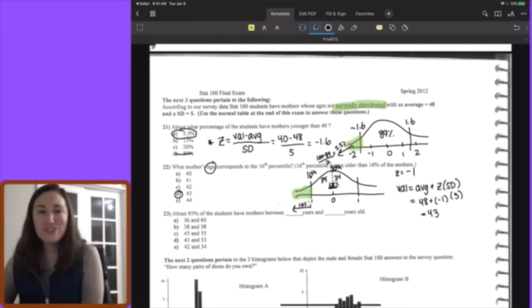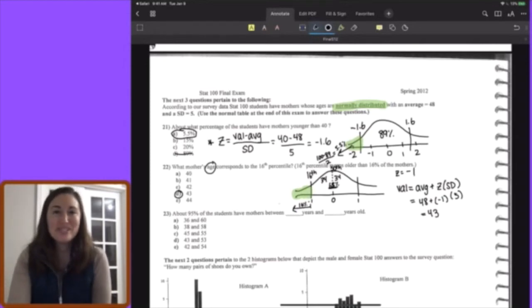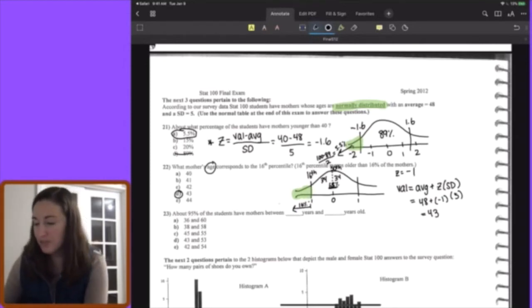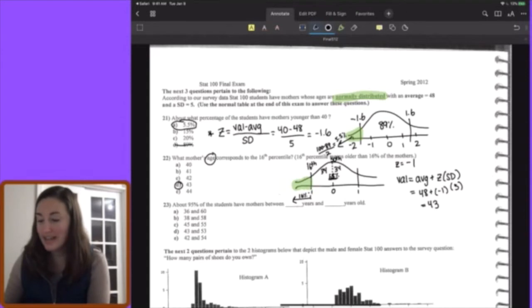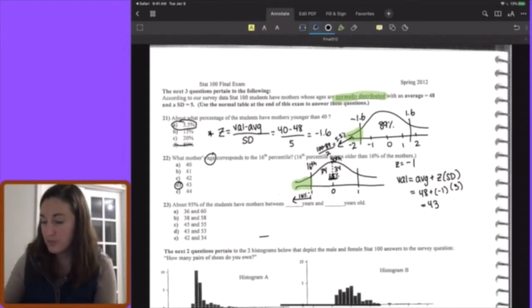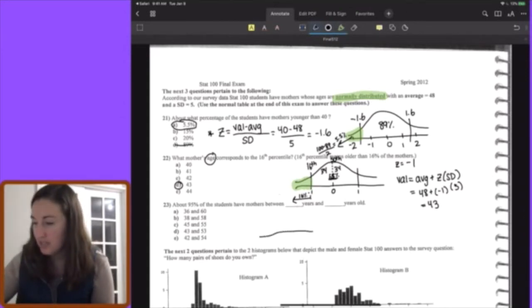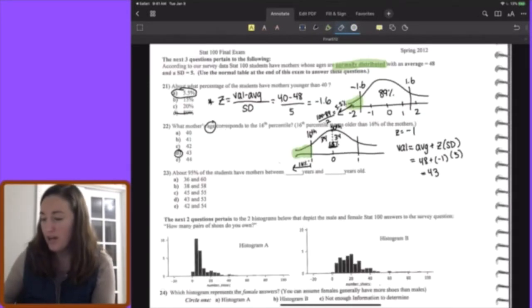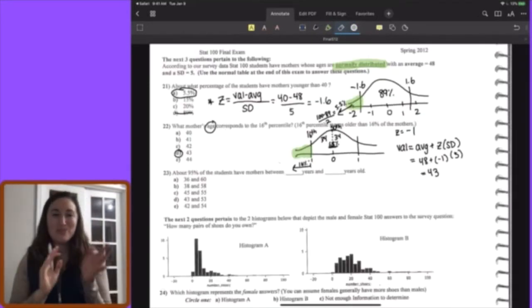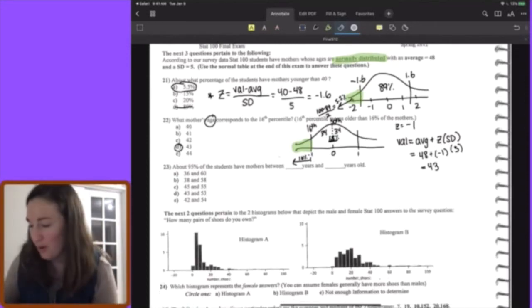Those were pretty much the 2 normal curve questions that we did a bunch. I guess 23, we did a few like this as well. It says 95% of the students have mothers between blank and blank. So let's do this with me. Okay, so 95% of students have mothers between blank and blank. So I'm going to draw my normal curve.